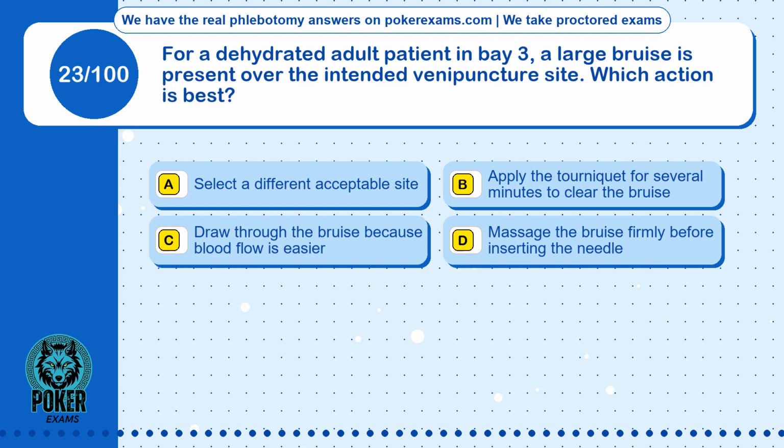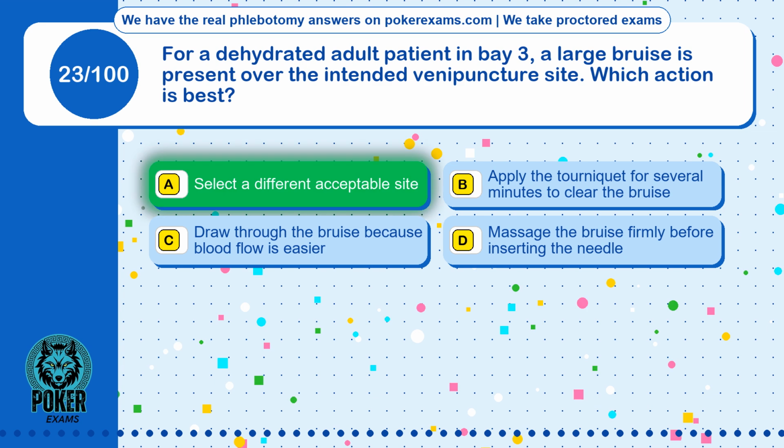Question 23. For a dehydrated adult patient in Bay 3, a large bruise is present over the intended venipuncture site. Which action is best? Option A, select a different acceptable site. Option B, apply the tourniquet for several minutes to clear the bruise. Option C, draw through the bruise because blood flow is easier. Option D, massage the bruise firmly before inserting the needle.